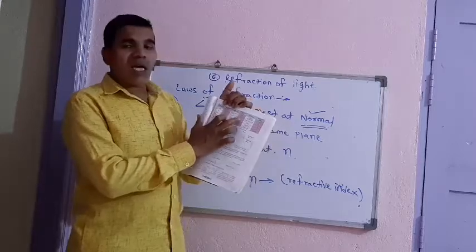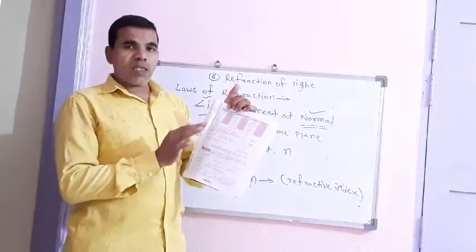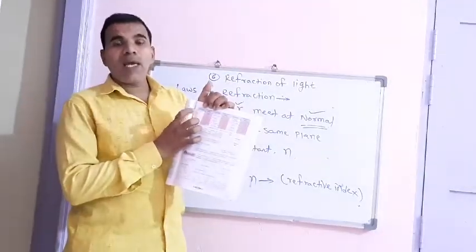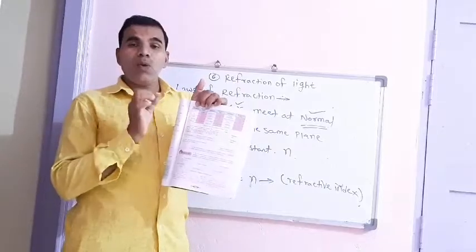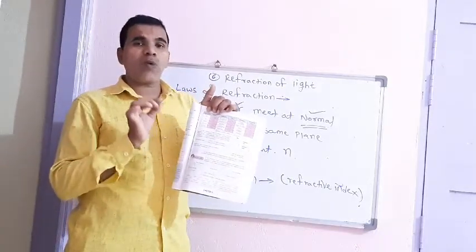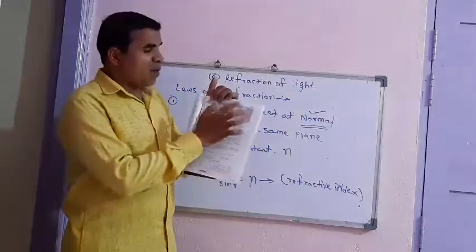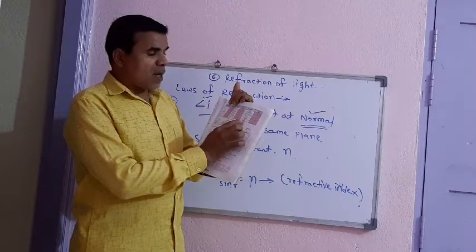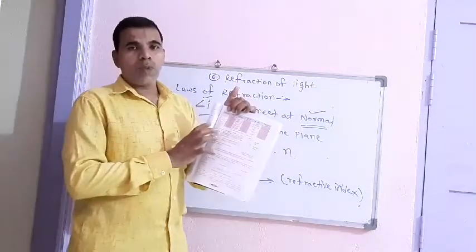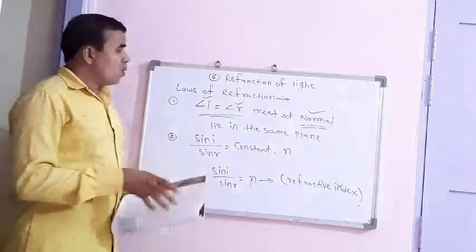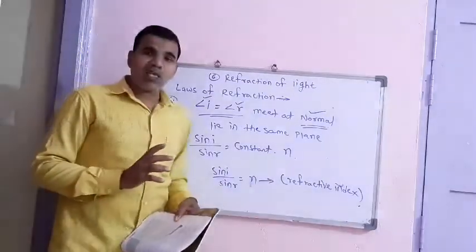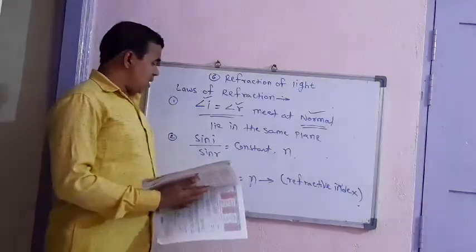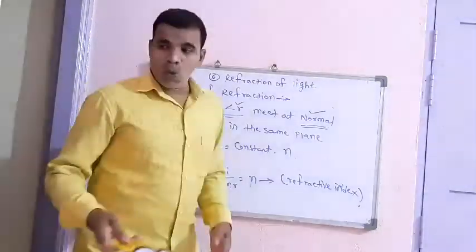The refractive index also increases. Air has the lowest refractive index, 1.0003, and the highest is that of diamond, 2.42. So in this period we discussed the refraction of light, laws of refraction and refractive index.